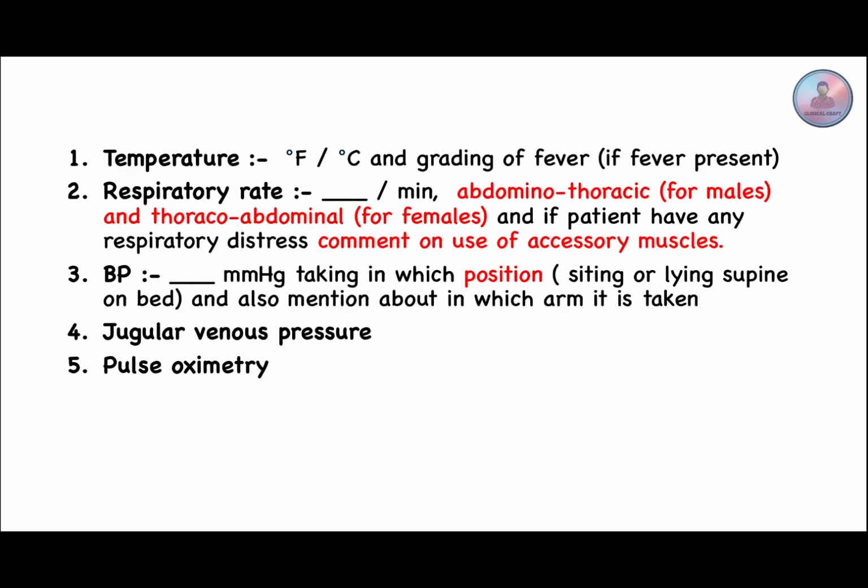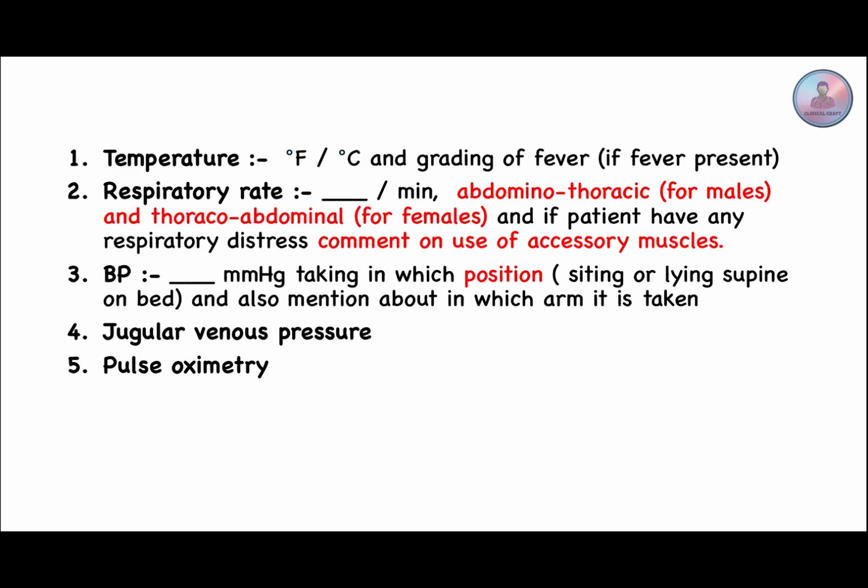After pulse, the next vital is the temperature. We have to describe it in degree Fahrenheit or degree Celsius along with the grading of fever. For example, patient is febrile with a recorded temperature of 102 degrees Fahrenheit measured axillary. Now, next vital is the respiratory rate. It is dash per minute, abdominothoracic for males and thoracoabdominal for females. If the patient has any respiratory distress, then comment on the use of accessory muscles of respiration.